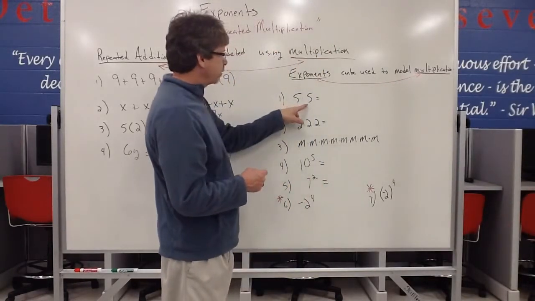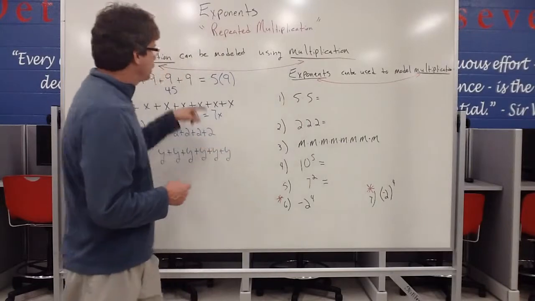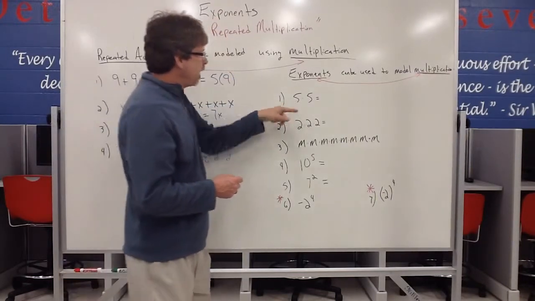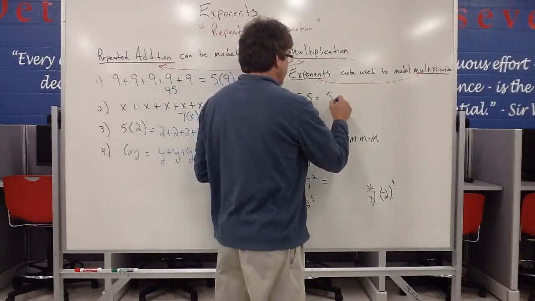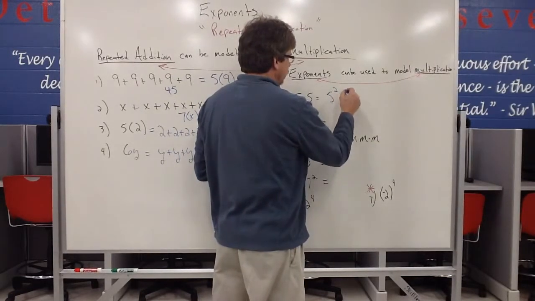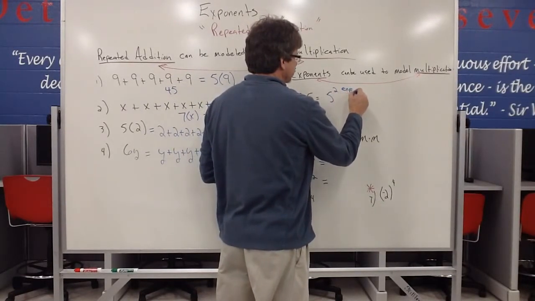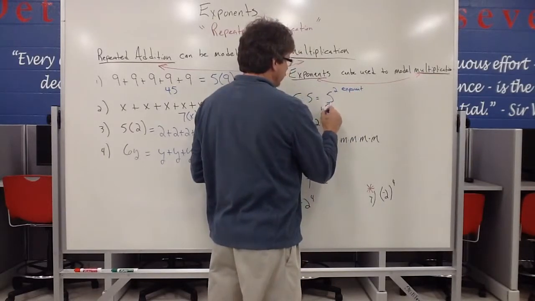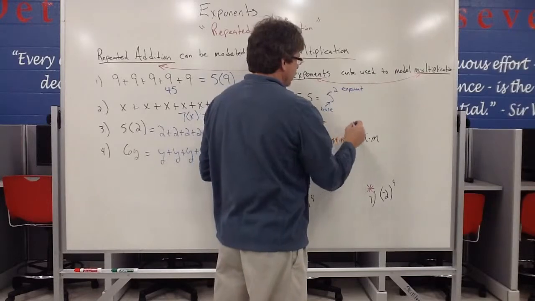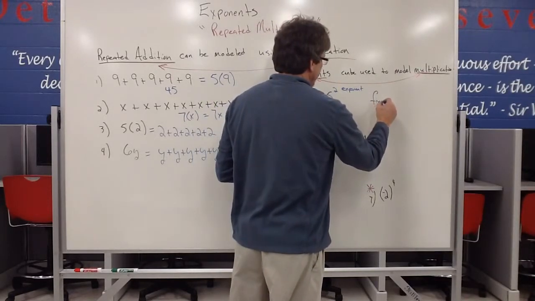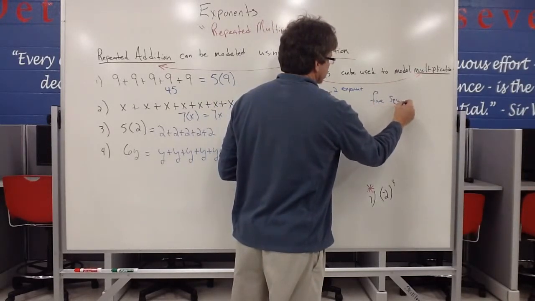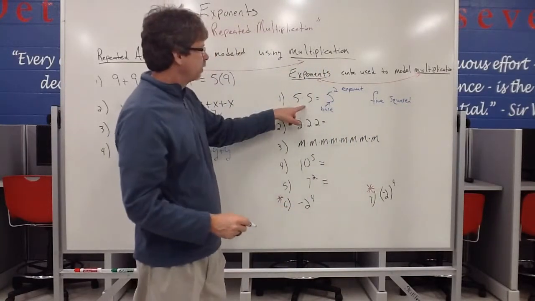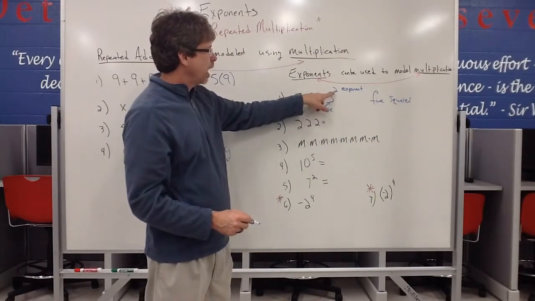So when I see 5 times 5, notice how this is repeated multiplication? That's what we're talking about. Exponents go with repeated multiplication. 5 times 5 can also be written as 5 raised to the second power. That little 2 is called the exponent. A lot of times, the 5 in this case is called the base. And we a lot of times read this as 5 squared. So when I look at 5 times 5, 5 times 5 could be 5 to the second power.